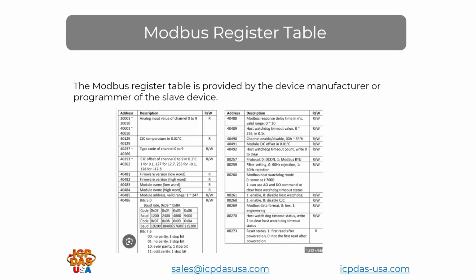Each Modbus slave has a Modbus register table like this. The Modbus register table is provided and shows a directory of available data and locations where the data is stored. The manufacturer of the device or the programmer of the slave device will define this table. The table will also include whether the available data is read-only, write-only, or read-write, meaning editable.